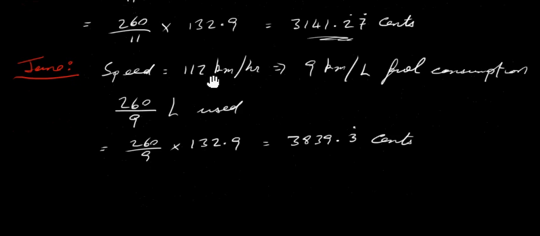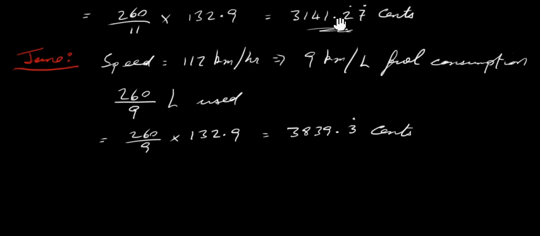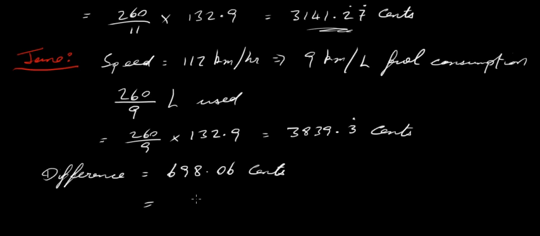Okay, so now we have the two costs. This is how much Mary would have spent. This is how much Jane would have spent. So we just got to subtract these two. So the difference, again, you can do that on a calculator, just take this value minus this value here. So the difference is equal to 698.06 cents. And that's just equal to, we put it in euros, 6.98 to the nearest cent.